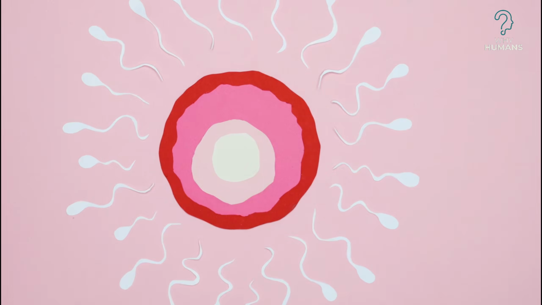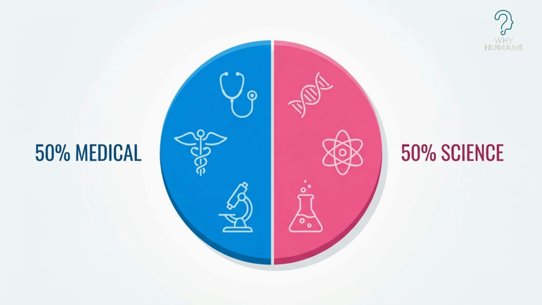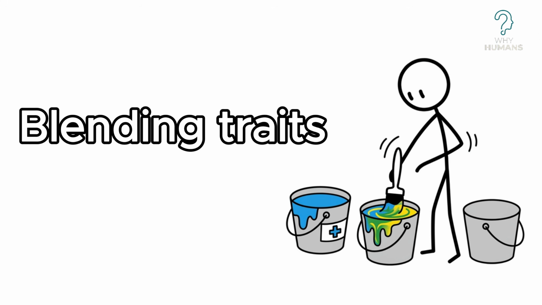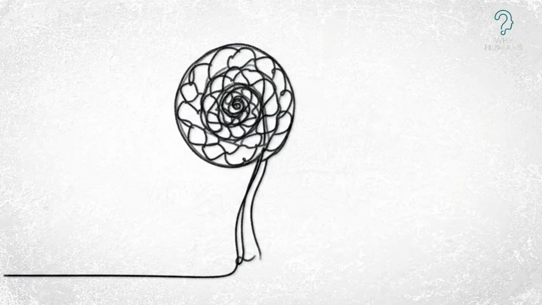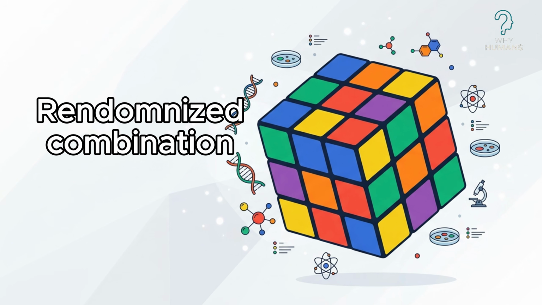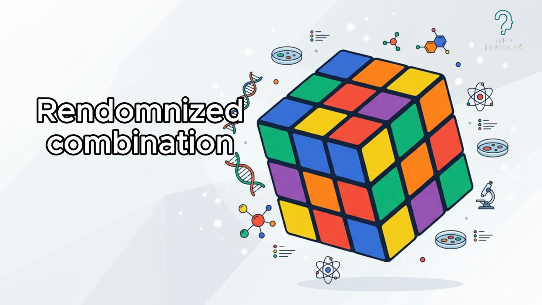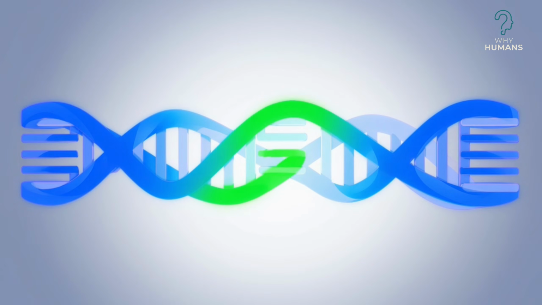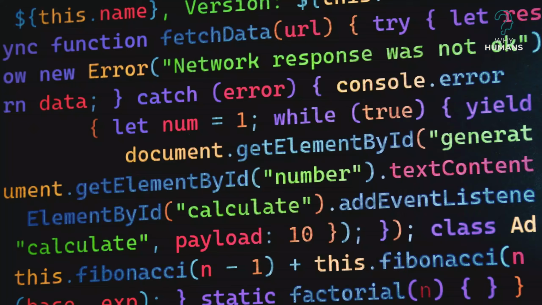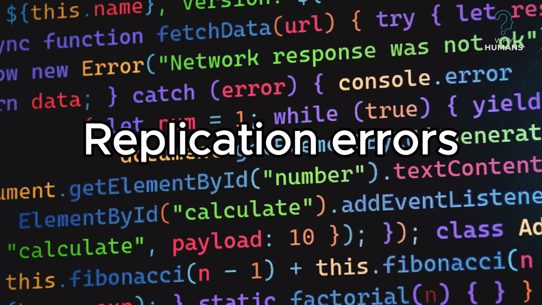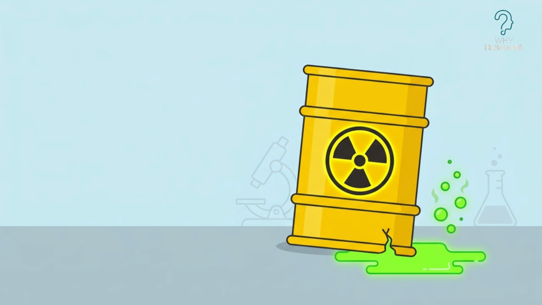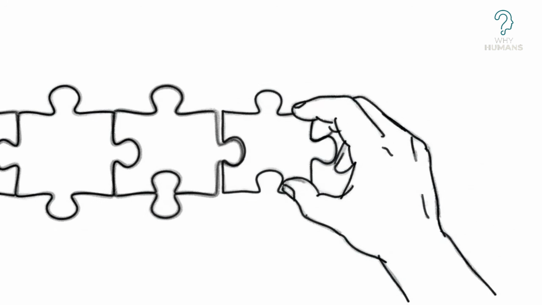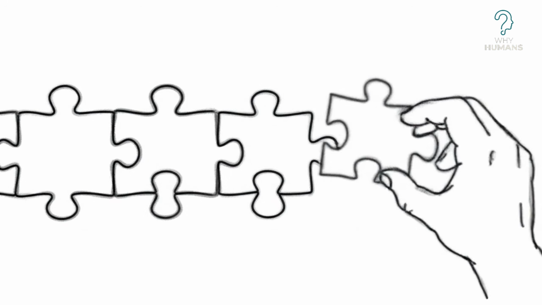The second recombination occurs during fertilization. Each parent contributes exactly 50% of their DNA, blending their unique traits. The resulting offspring inherit a completely novel, randomized combination of parental DNA, significantly accelerating phenotypic diversity. Conversely, mutations are spontaneous, permanent alterations in the DNA sequence. These can be conceptualized as replication errors within the DNA, triggered by environmental factors like toxins, chemical substances, or ionizing radiation. A mutation occurs when a segment of the nucleotide sequence is permanently altered.